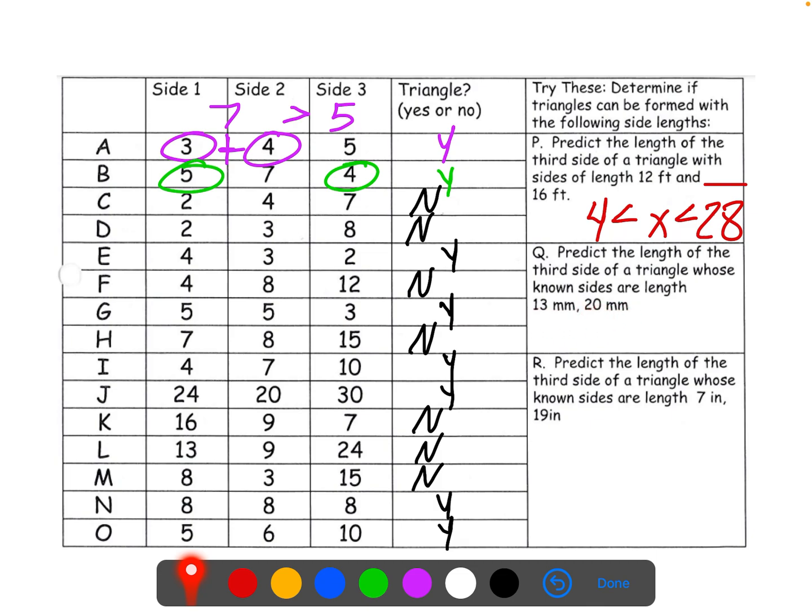So looking at this next one, if we have a side of 13 and a side of 20, the first thing I'm going to do is subtract them. So 20 minus 13 will give me 7.